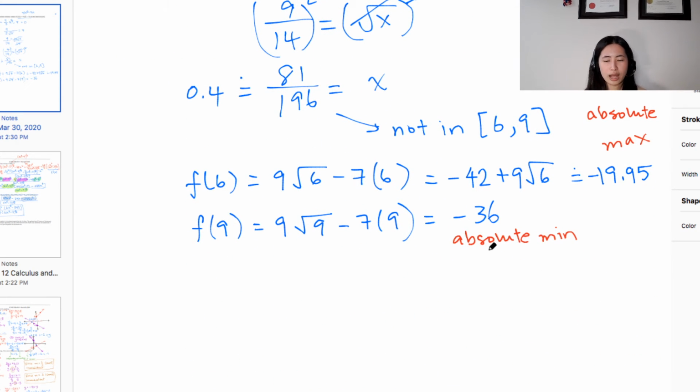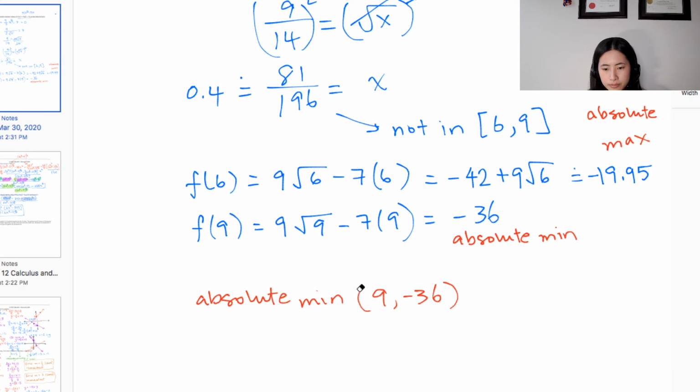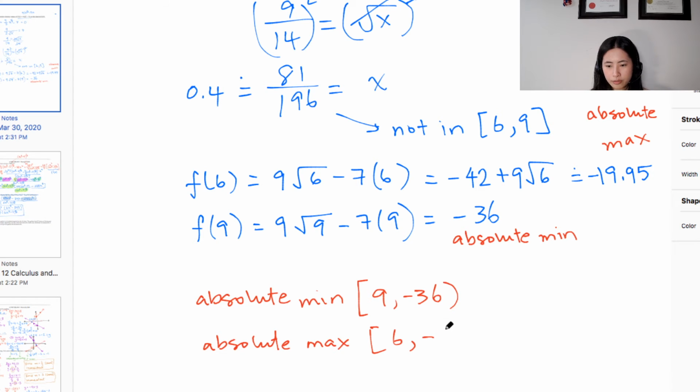So you can just say that your absolute min is at 9 comma negative 36. X is 9 and y is negative 36. And by the way, 9 is included, so you need to make sure that this is included. Then your absolute max is going to be 6 comma negative 42 plus 9 square root of 6.